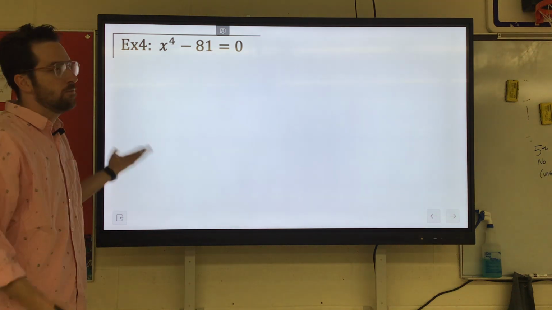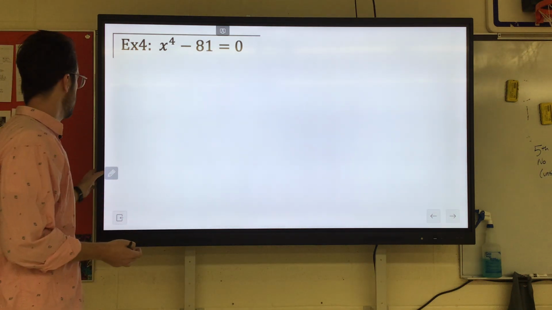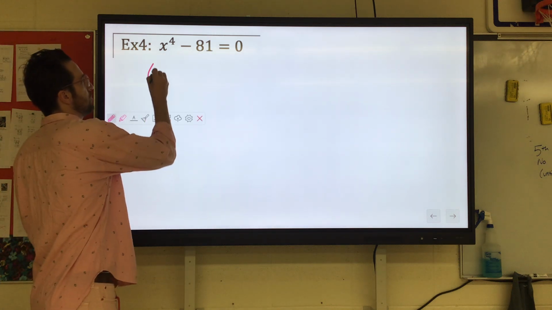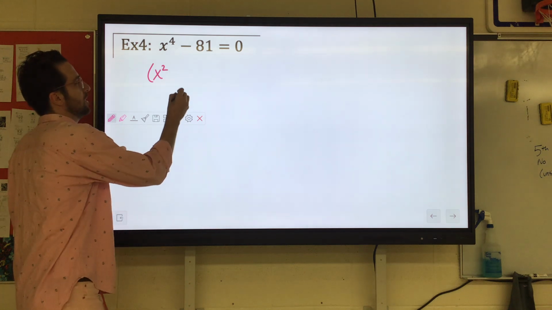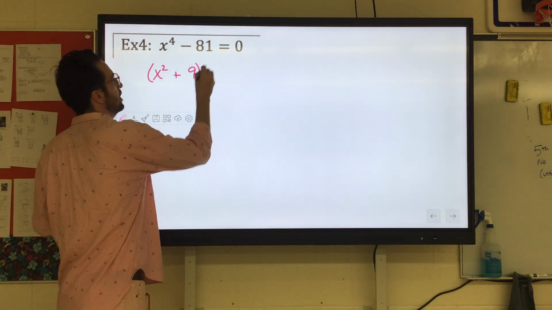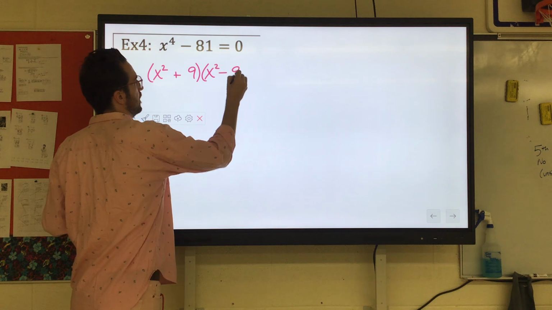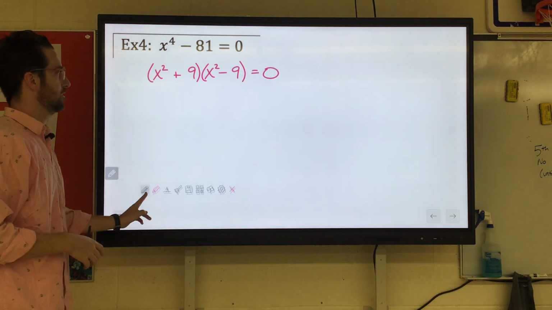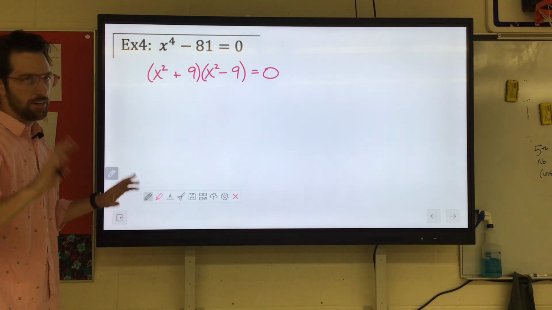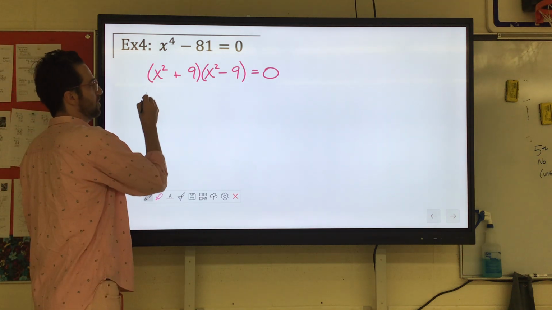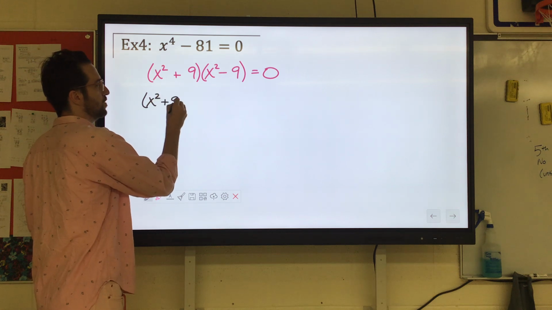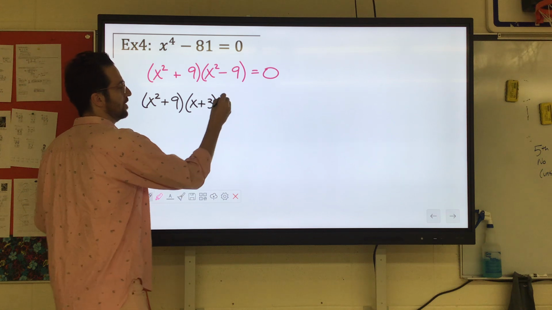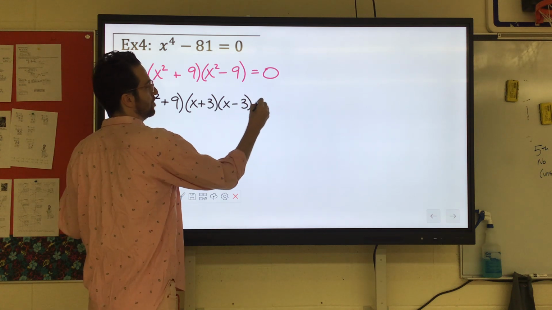Now, if you look here, we can square root both of those, and it has a minus in the middle. So we'll have a difference of squares. Square root of x to the 4th is x squared. Square root of 81 is 9. So we'll have x squared plus 9 times x squared minus 9. Now, technically, if you want, we'll factor it all the way first. You can't do x squared plus 9 anymore. It's not a difference of squares. But x squared minus 9 you can. That would be x plus 3 times x minus 3.